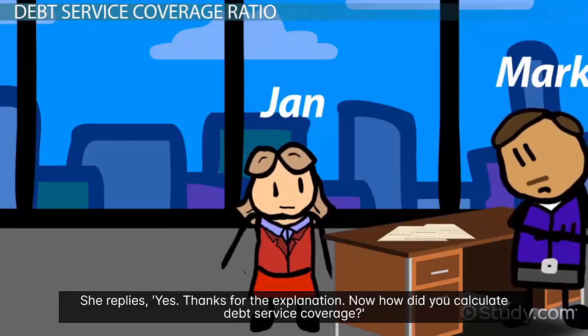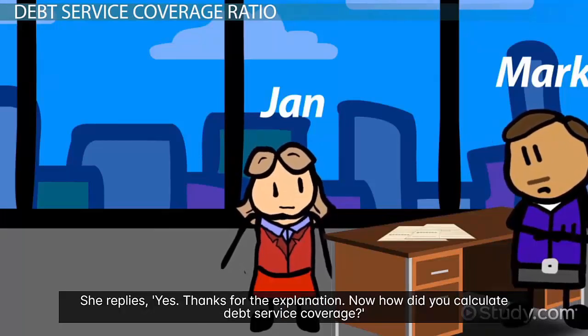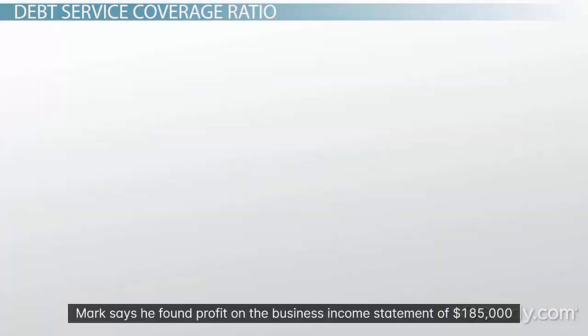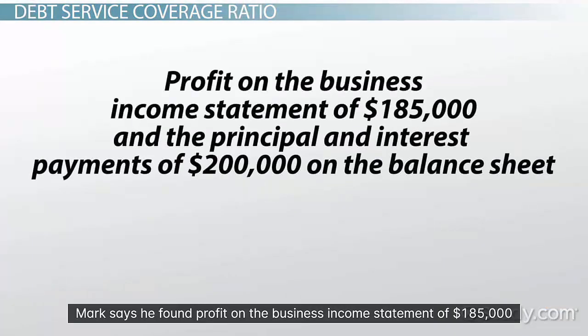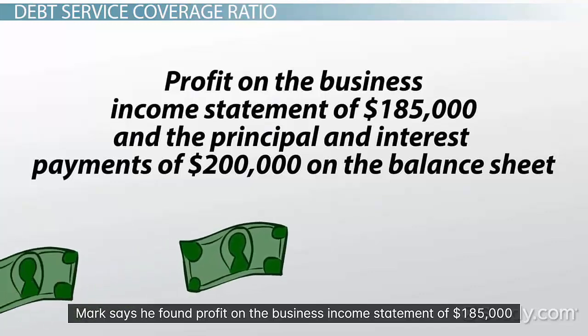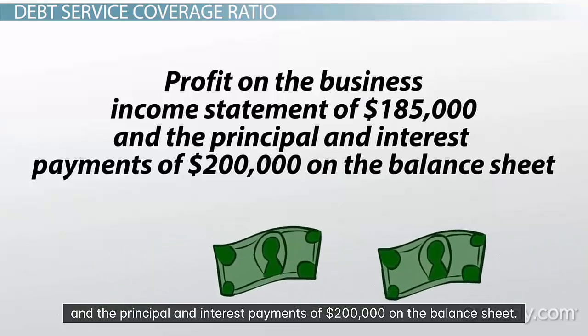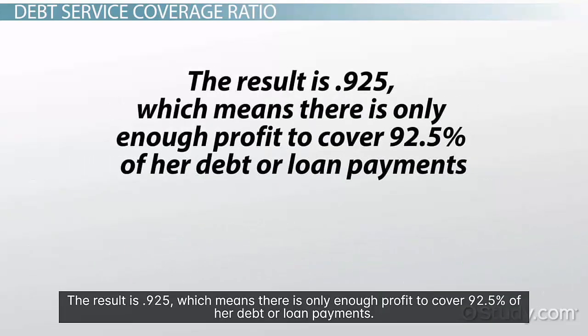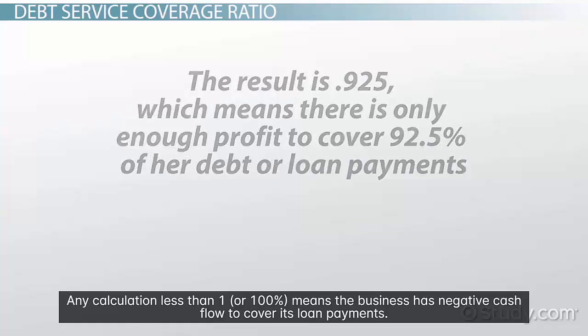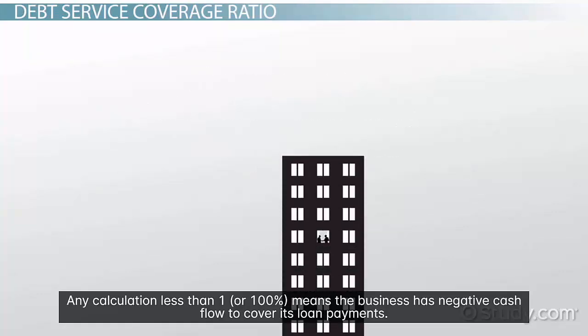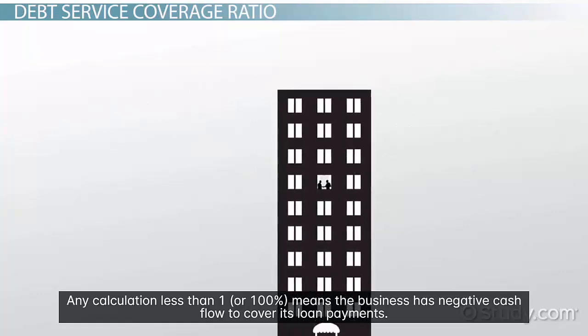She replies, "Yes, thanks for the explanation. Now how did you calculate debt service coverage?" Mark says he found profit on the business income statement of $185,000 and the principal and interest payments of $200,000 on the balance sheet. The result is 0.925, which means there is only enough profit to cover 92.5% of her debt or loan payments. Any calculation less than 1, or 100%, means the business has negative cash flow to cover its loan payments.